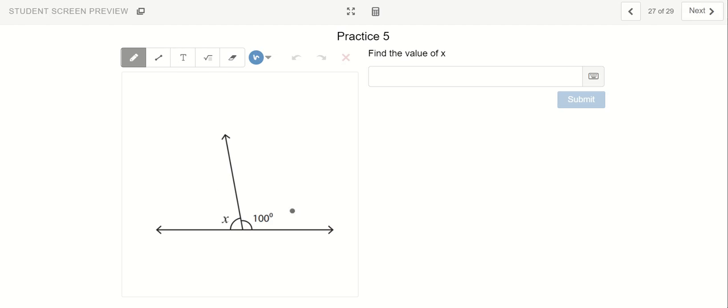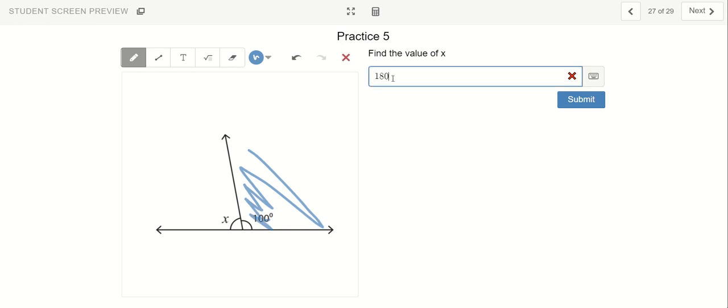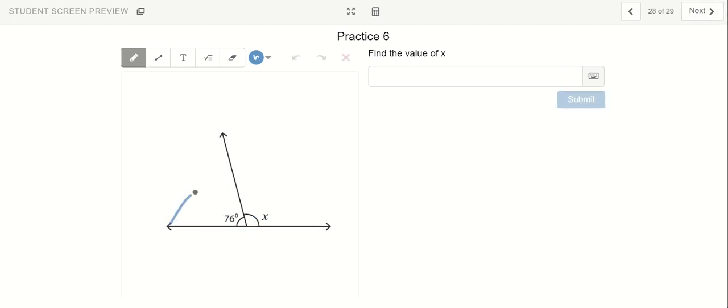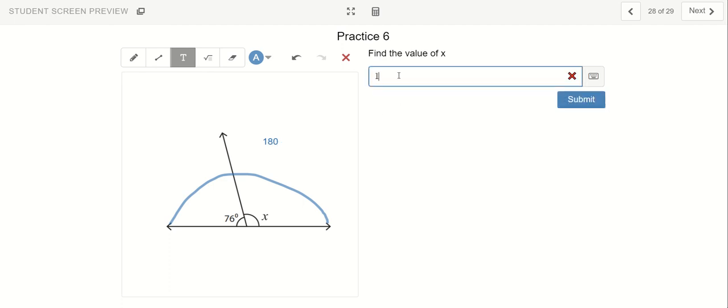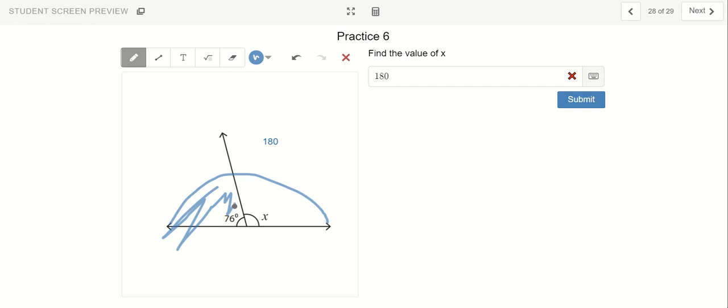Okay. Here we have a straight line. We know a straight line combines to make 180. So from 180, if I subtract the 100, get rid of that part, whatever's left over has to be the answer. Okay. Over here, again, the whole thing is 180. The whole arc is 180. If I get rid of the 76 part, minus 76, I know that what's left over has to be 104. So x equals 104.